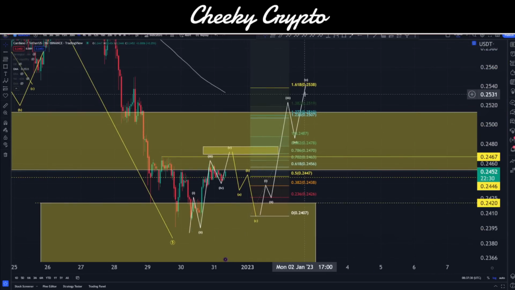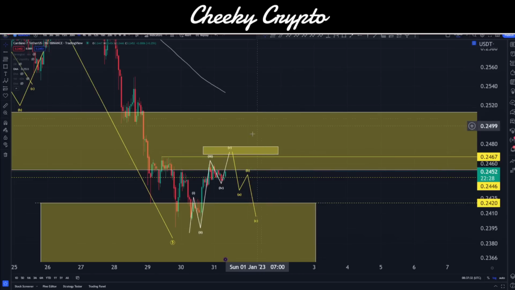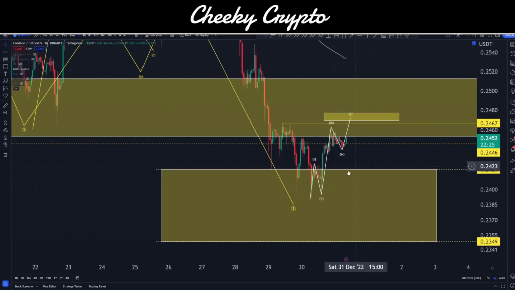Okay, so there are a couple of things to be thinking about. Those are the bullish ones, right? Those are the ones that I think are playing out.